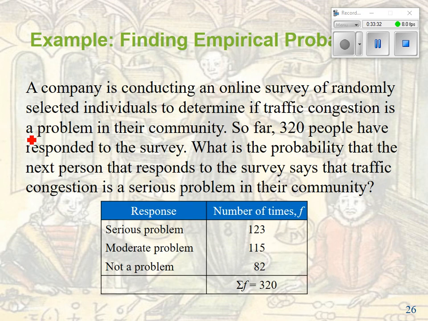A company is conducting an online survey. I'm just going to go through this real quick. So 320 people have responded to the survey. So that's our total. What is the probability that the next person that responds to the survey says that traffic congestion is a serious problem? So all we're doing is looking at this. We're taking that number right there.